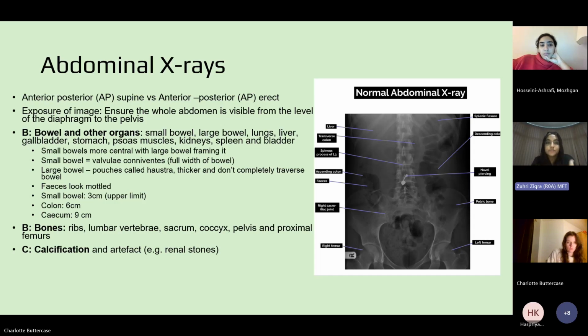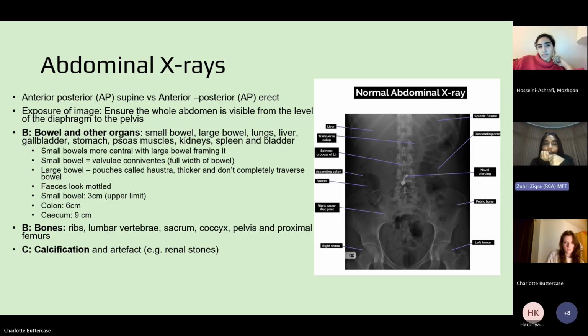In terms of bowels, small bowel, large bowel. So the small bowel tends to be in the middle and your large bowel tends to frame the small bowel. The main difference is your large bowel has little pouches, haustra, and they don't go completely across the bowel, whereas small bowel, which is not very obvious in this one, is more central, but you've got the valvulae conniventes, which will traverse the whole length of the bowel.